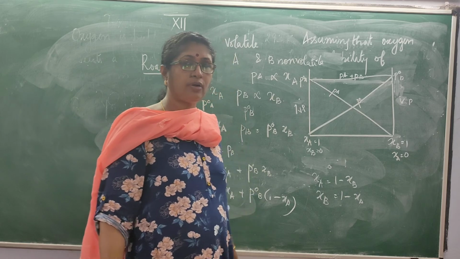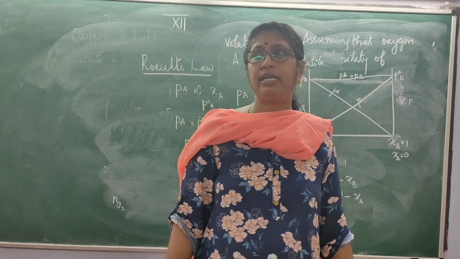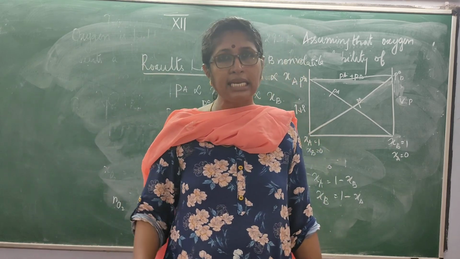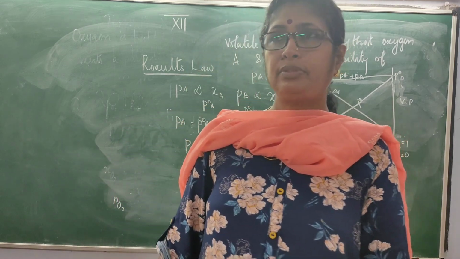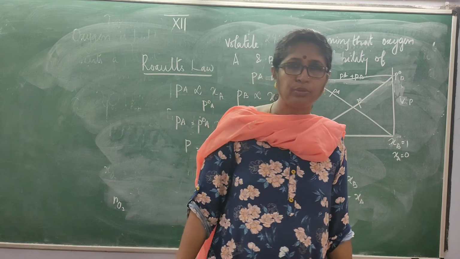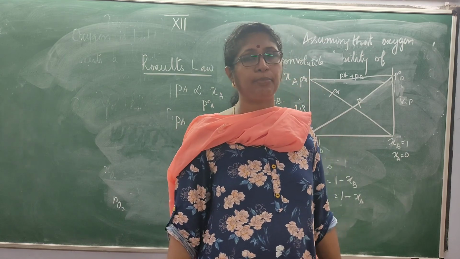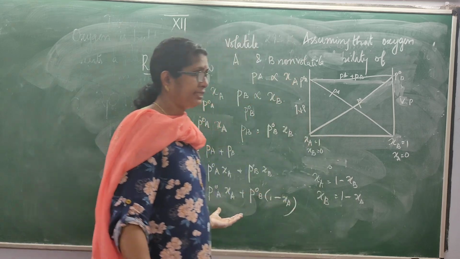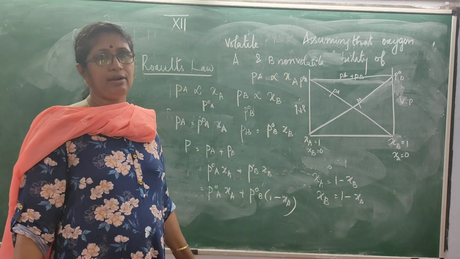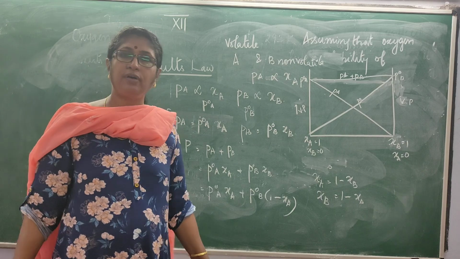So Raoult's law has two different cases. One is if one component is volatile and the other is non-volatile, then the vapor pressure of the solution will be directly proportional to the mole fraction of the volatile component A. If both the components are volatile, then this is the case, and you have drawn the graph. This is the graphical representation of Raoult's law.